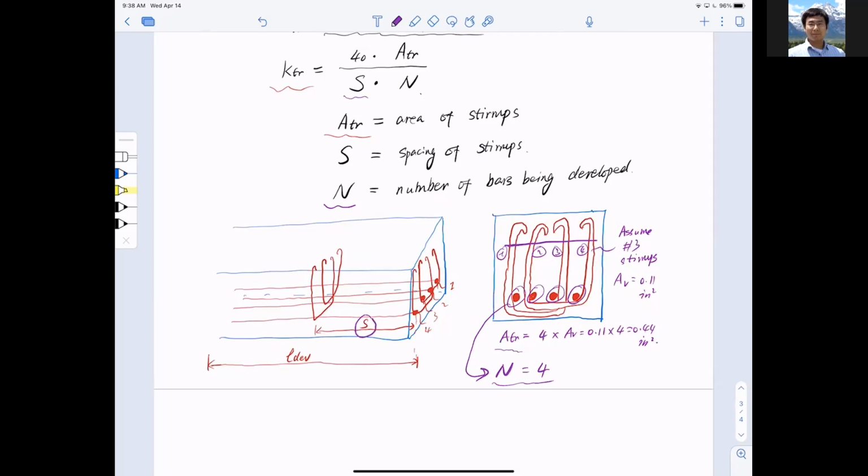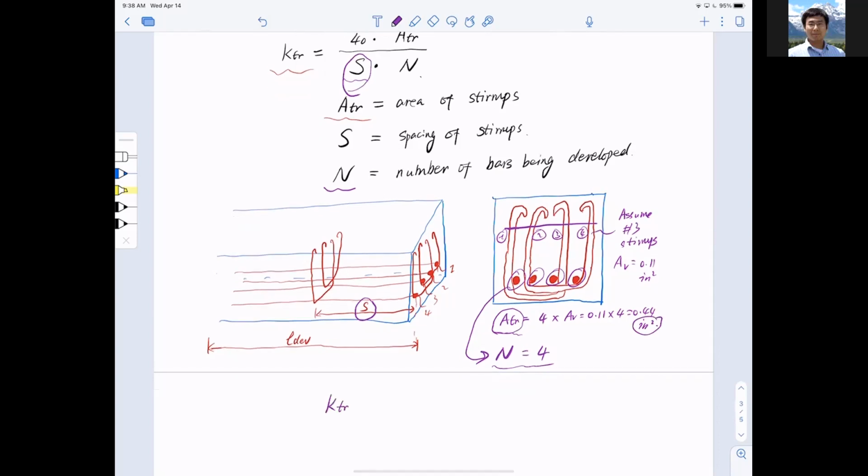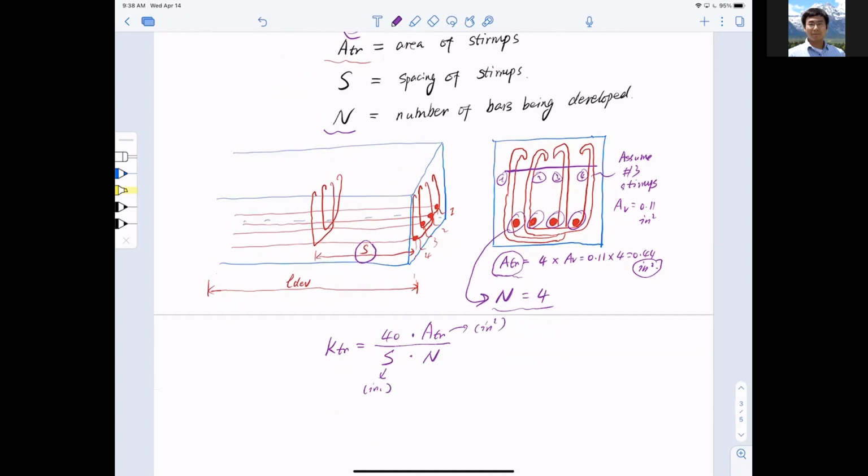Just before we leave this session, think about it. I want you to take a look at the units here. What is the unit for Atr? Inch squared. What is the unit for s? Inches. Look at Ktr: 40 is a numerical number with no unit, multiplied by Atr, which has a unit of inch squared, divided by spacing s, which has a unit of inch, and multiplied by n, which is unitless. So this has a unit of inch. Ktr should have a unit of inch.